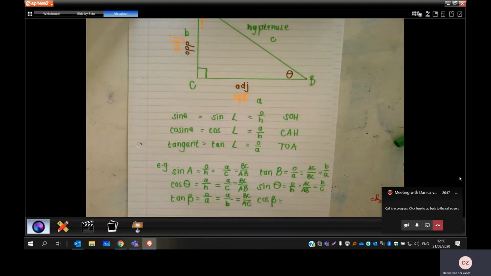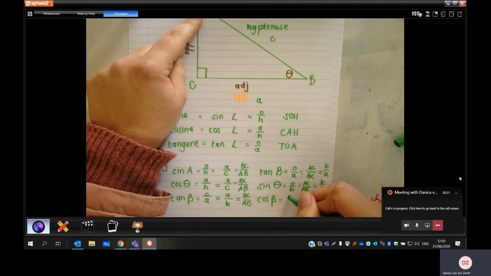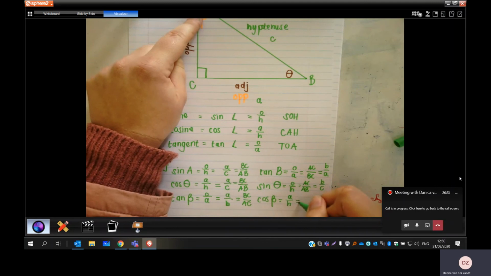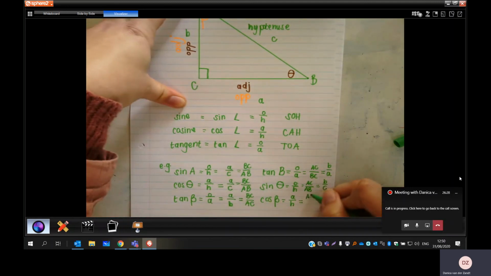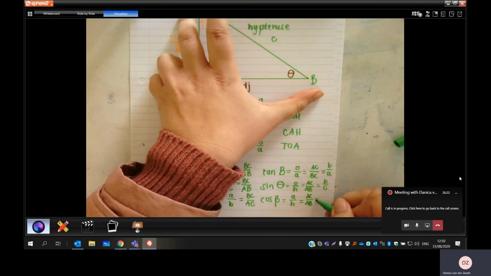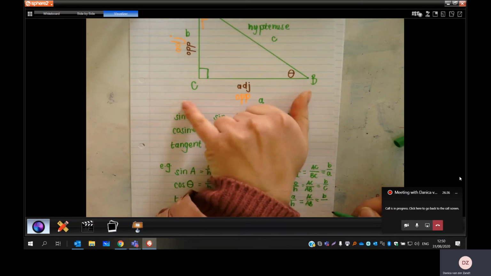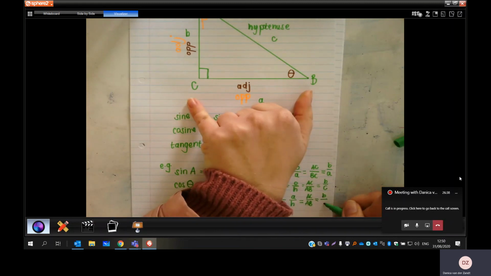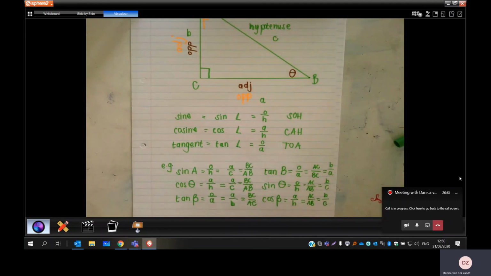And cos of beta, there's beta. Cos is adjacent over hypotenuse. Adjacent is AC over AB as my hypotenuse. AC's little letter is B, and AB's little letter is C.